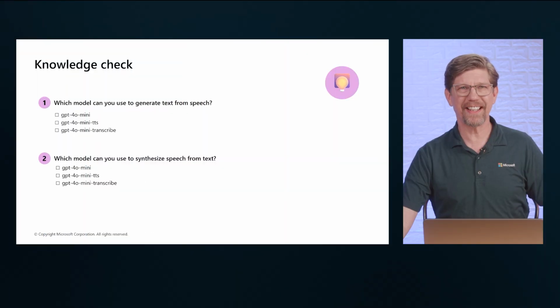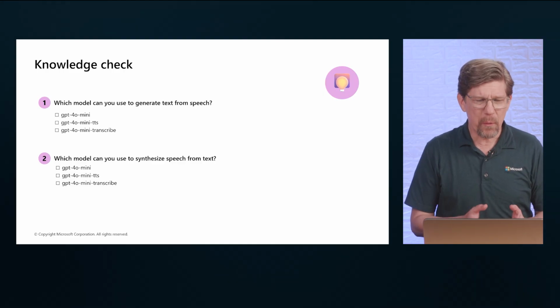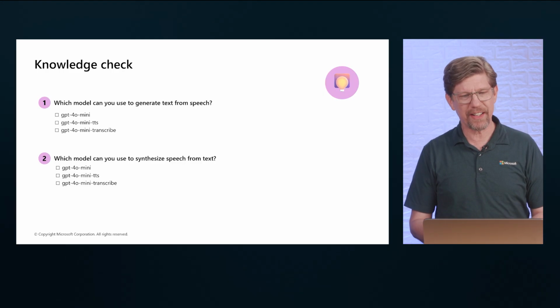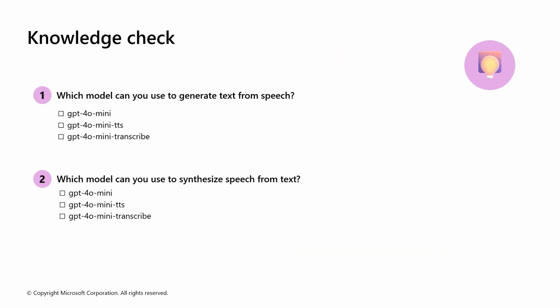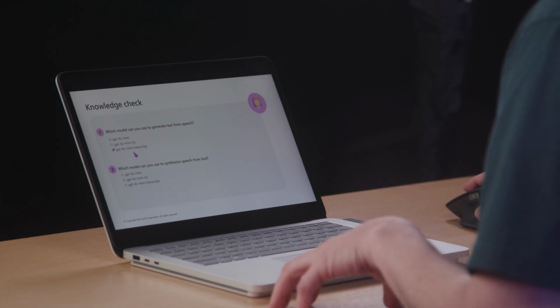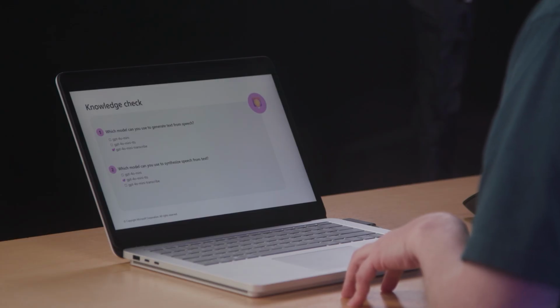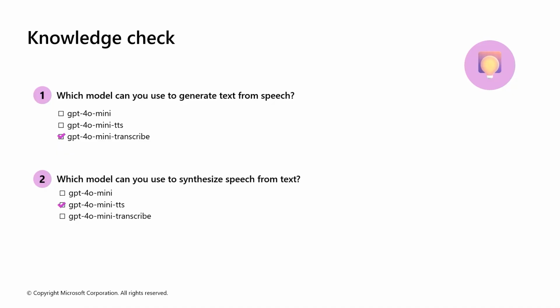All right, let's see how all of you are doing. So of those two, can you remember now, which model can you use to generate text from speech? Right, text from speech is going to be the mini transcribe. Then, which model do you use to synthesize speech from text? Right, there is the GPT-4o Mini TTS, or text-to-speech.